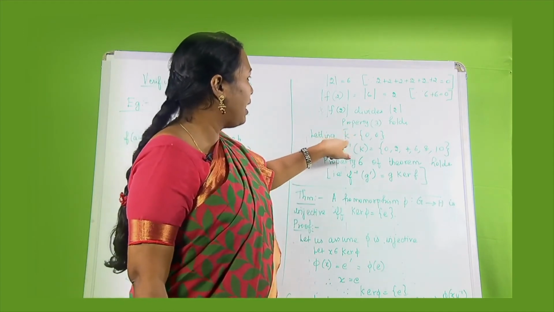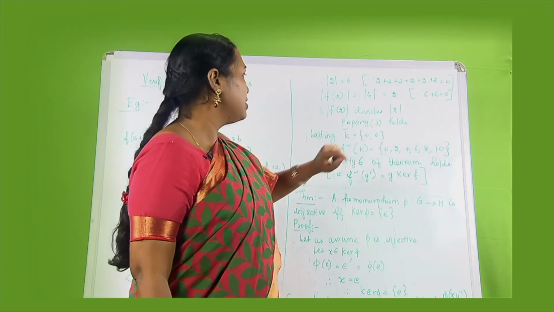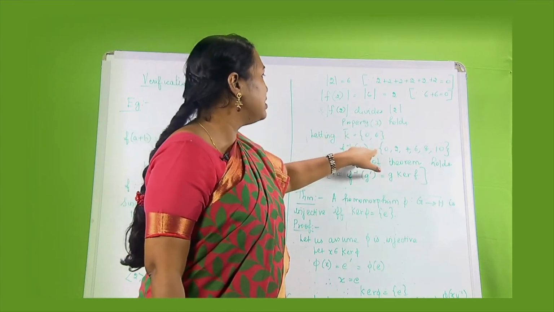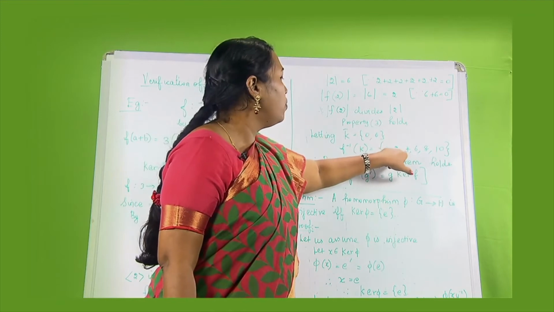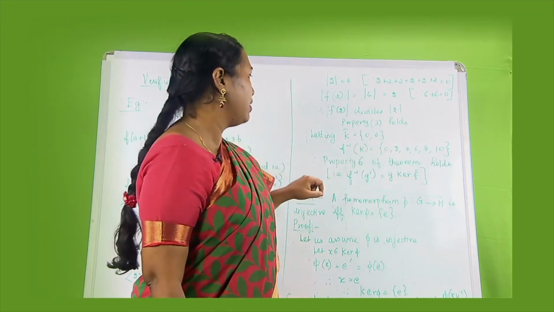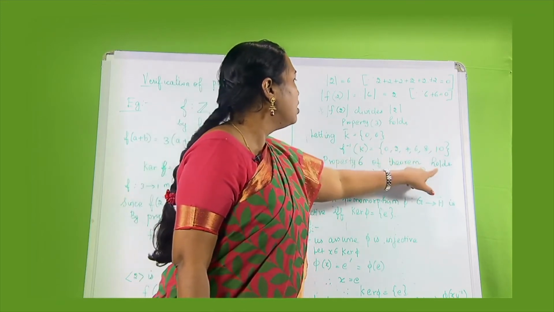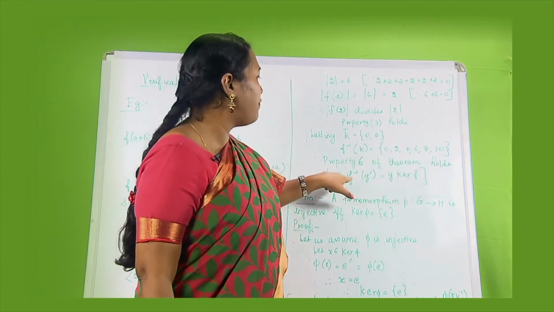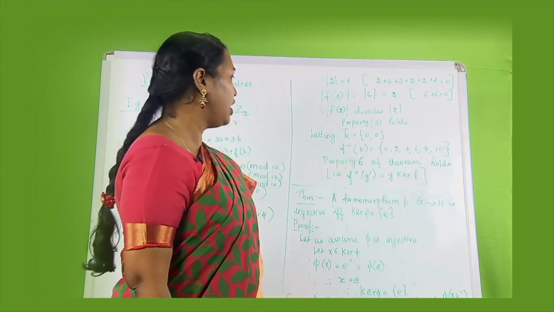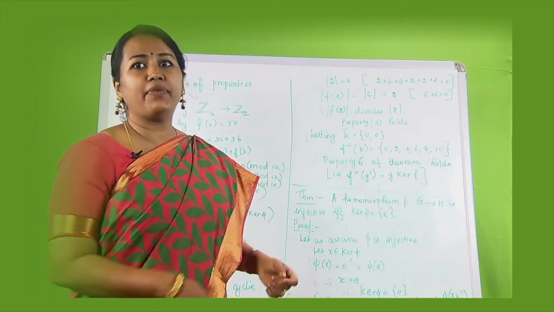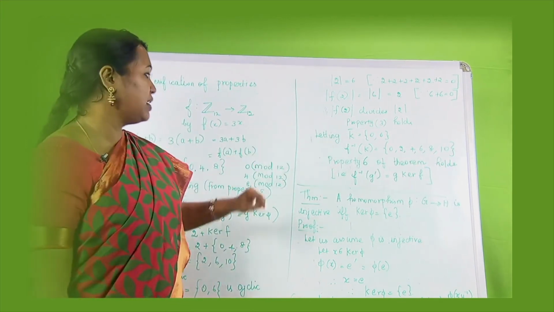Now, let us take K bar to be 0, 6. Now, f inverse of K bar is equal to 0, 2, 4, 6, 8 and 10. So, property 6 of the theorem also holds, because f inverse of G dash is equal to G kernel f. So, we have verified some of the properties of the previous theorem.